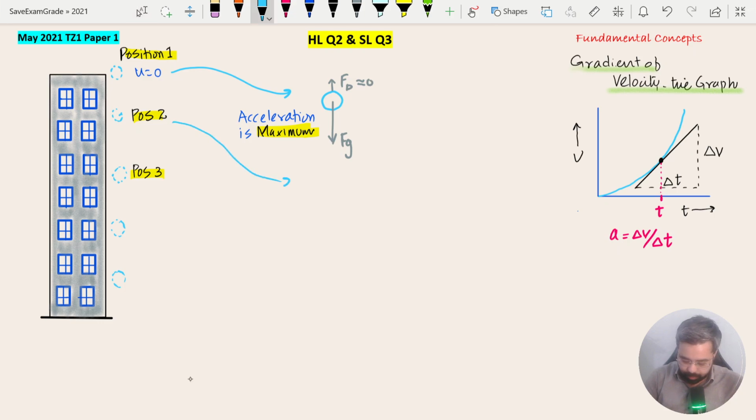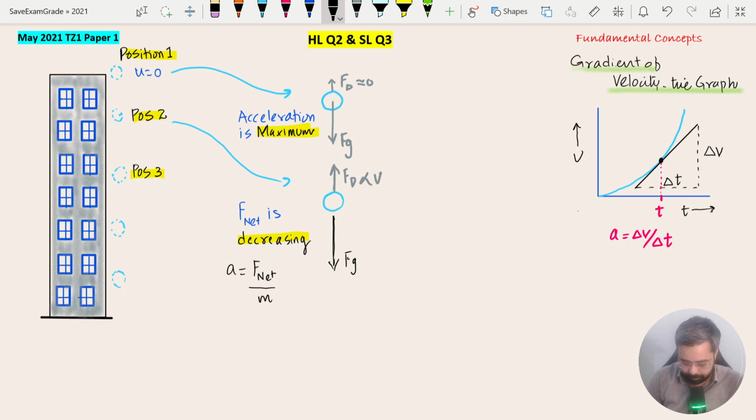Now at the second position, as it is falling down, velocity is increasing, speed is increasing, and the drag force is directly proportional to the speed. So it is directly proportional to velocity. The weight is not changing, it is still Fg, the same value. Because the upward force is increasing, acceleration is decreasing, because the resultant force is decreasing. Acceleration is always equal, according to Newton's second law, to F net over m. So acceleration is decreasing because the resultant force is decreasing.